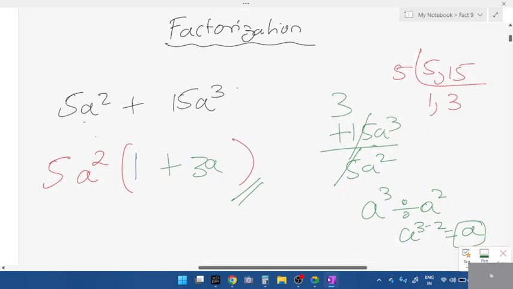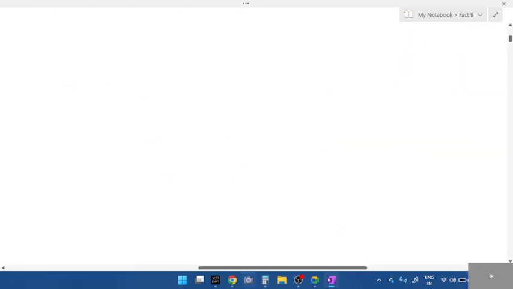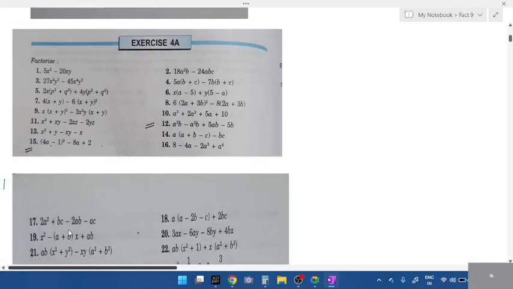Okay, for numbers, what method do we use? For numbers, we use HCF. For alphabets, we use least common degree. Not term, degree. Which is the smaller degree, we use that. Any doubts, both of you? Okay, we'll start solving the questions. Tell me the first question.